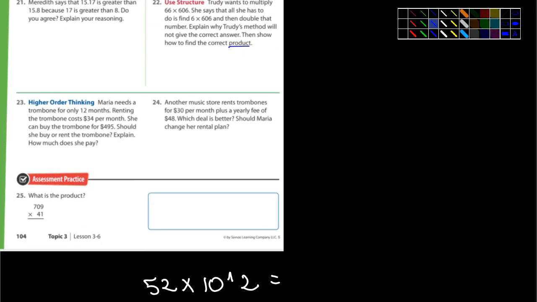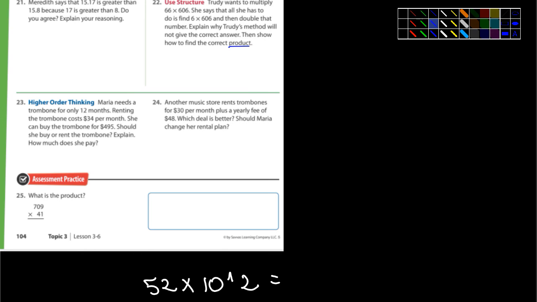And then 23, Maria needs a trombone for 12 months. Renting the trombone costs $34 per month. She can buy a trombone for $495. Should she buy or rent? Explain. So which costs more, to rent or to buy?